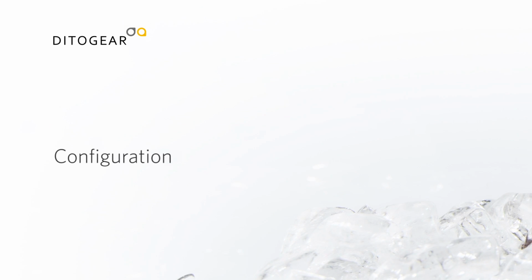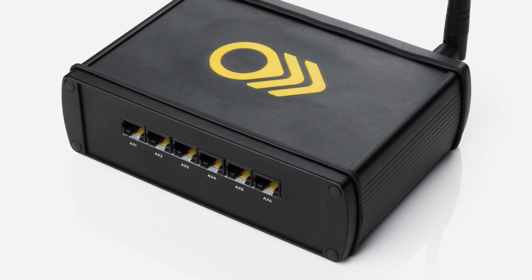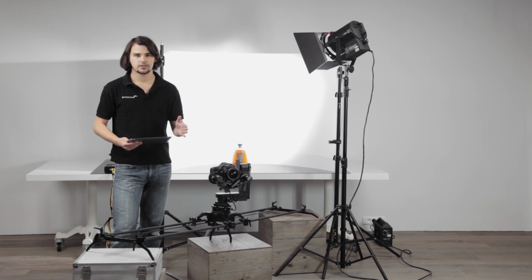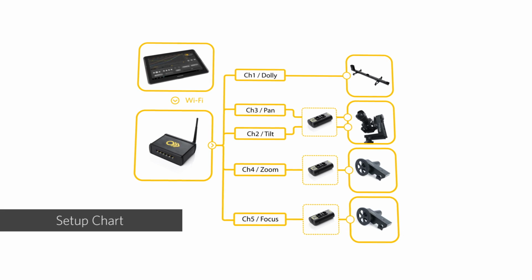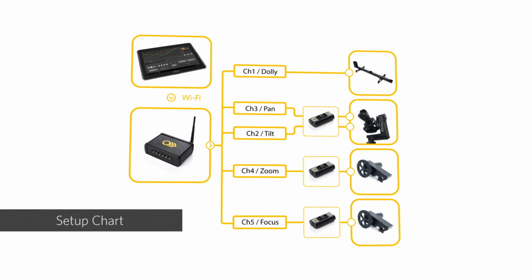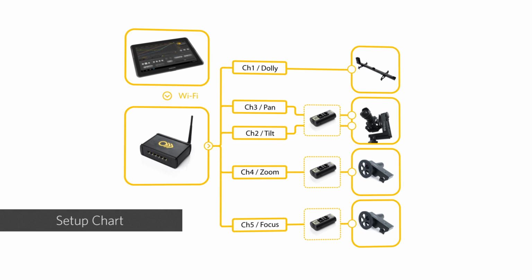Assuming this is a fresh start with Evolution system, the first thing you have to do is to configure the devices that are connected to the interface and assign the axis in the software. Evolution interface has 6 different channels, allowing you to control 6 axes independently. I have the slider on the first channel, then I have the pan and tilt on channel number 2 and 3, and then I have zoom and focus on channel number 4 and 5.